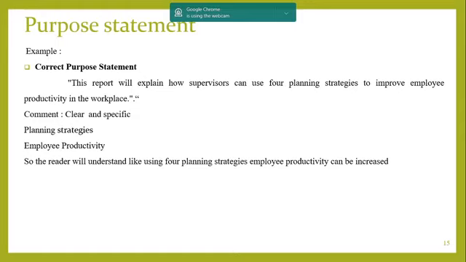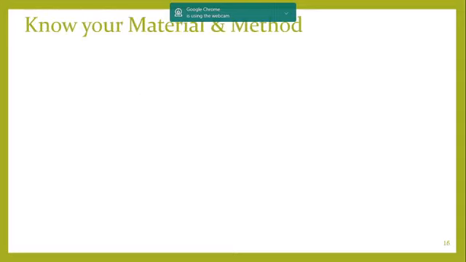Now we saw about purpose statement. So first thing we saw, what are the characteristics available for technical writing. Second, we saw about audiences. And third is the purpose statement, how we need to write it. And now we will be going for the materials and method sections.